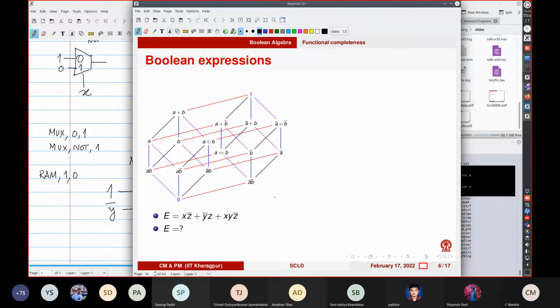I had this in my slides. I'm not very sure I had written it. But anyway, do you think it is possible to simplify this Boolean expression based on what you have done so far? Is it possible to simplify this Boolean expression a bit? Can you just try?